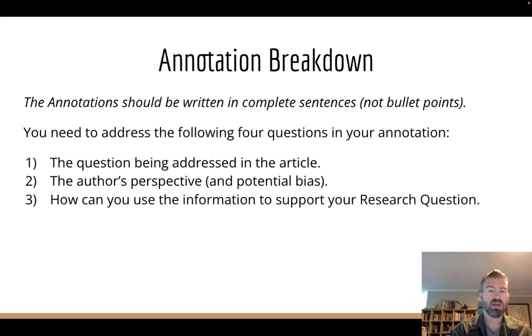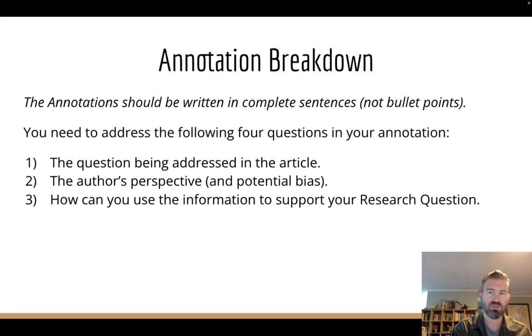I want you to think about how you can use the information to support your research question. So again, why did you choose this specific article? What information there can you use? So another error that I see is people say, I don't think I would use this in a paper. Well, if you don't think you would use the source in a paper, it probably shouldn't be in your annotated bib. You should go find another source that you think is useful.